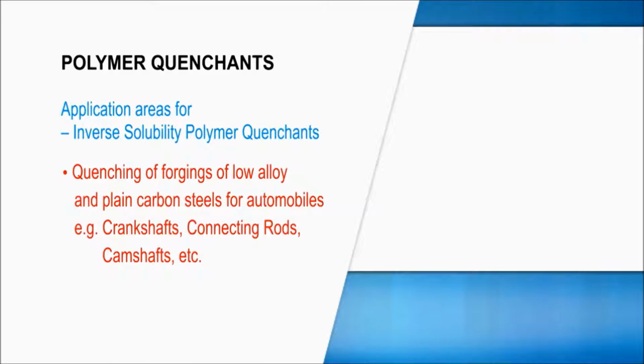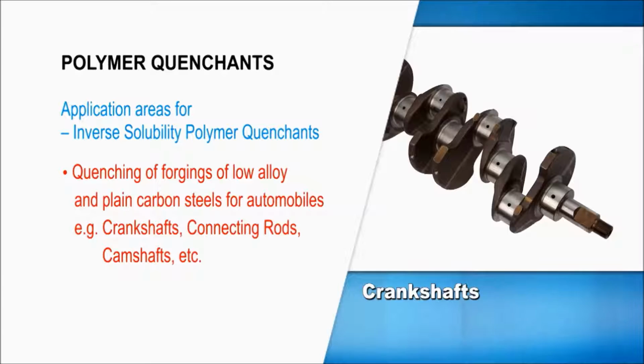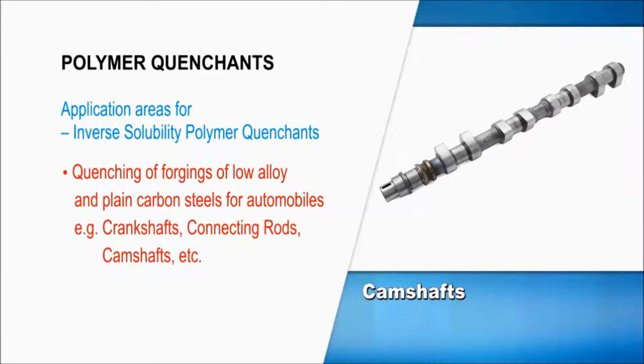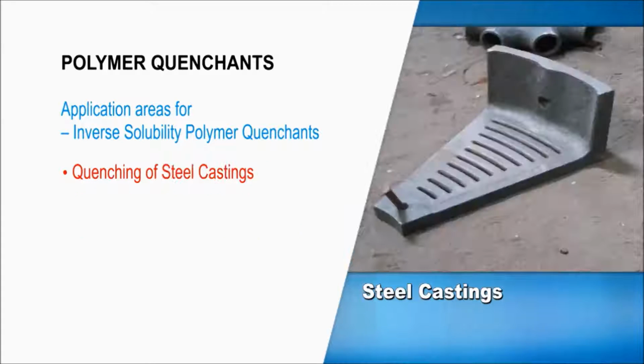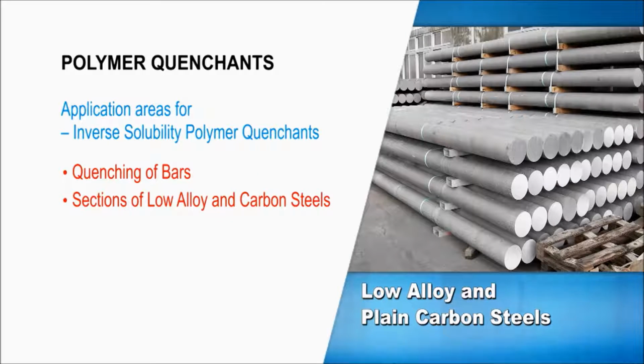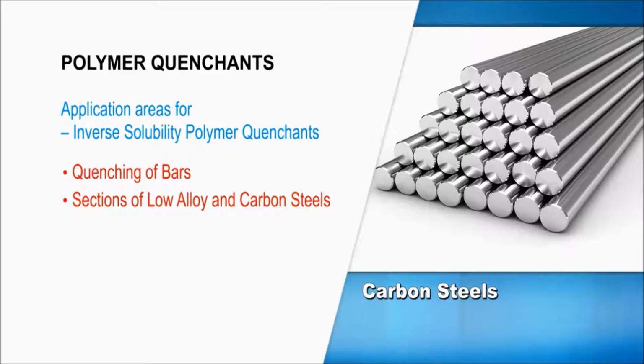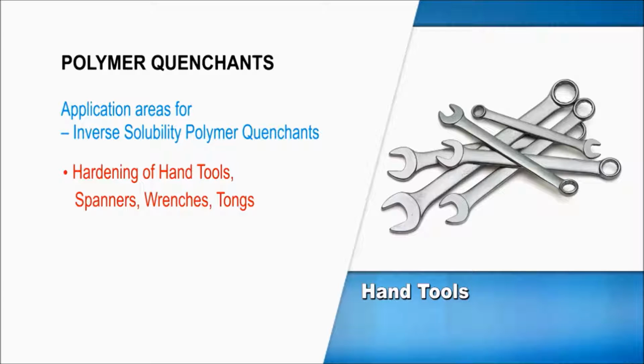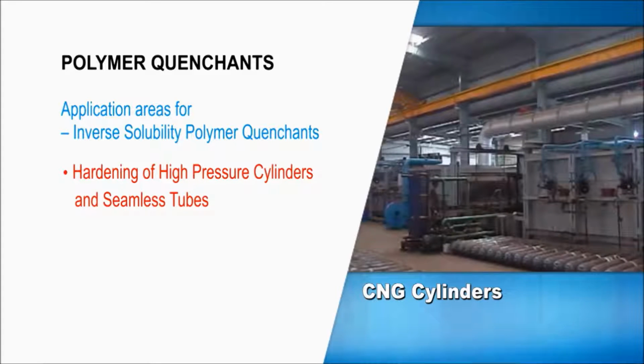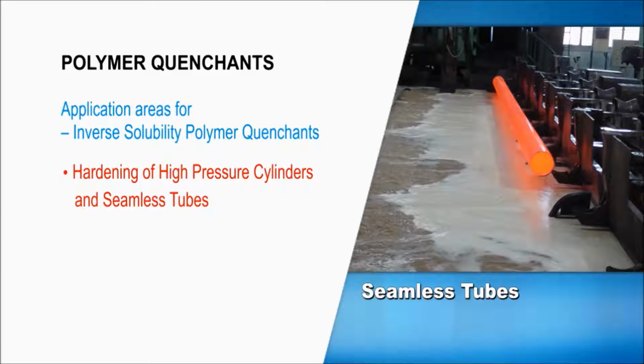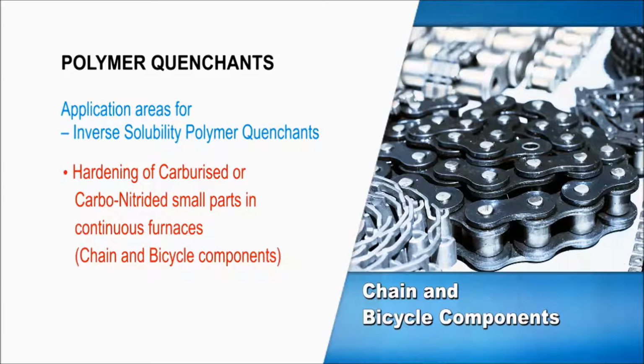Quenching of forgings of low alloy and plain carbon steels for automobiles, for example, crankshafts, connecting rods, camshafts, etc. Quenching of steel castings. Quenching of bars, sections of low alloy and carbon steels. Hardening of hand tools, spanners, wrenches, tongs. Hardening of high-pressure cylinders and seamless tubes. Hardening of carburized or carbonitrided small parts in continuous furnaces, chain and bicycle components.